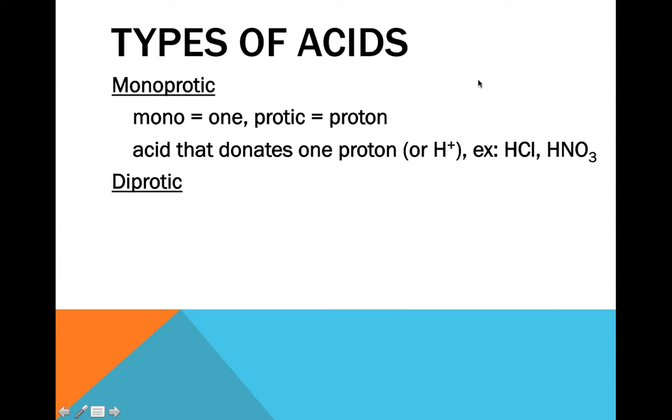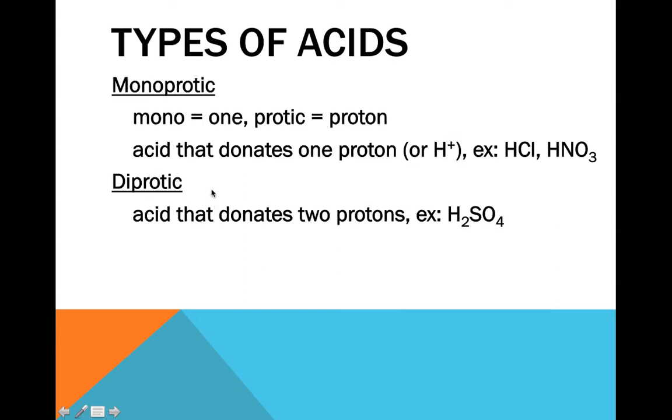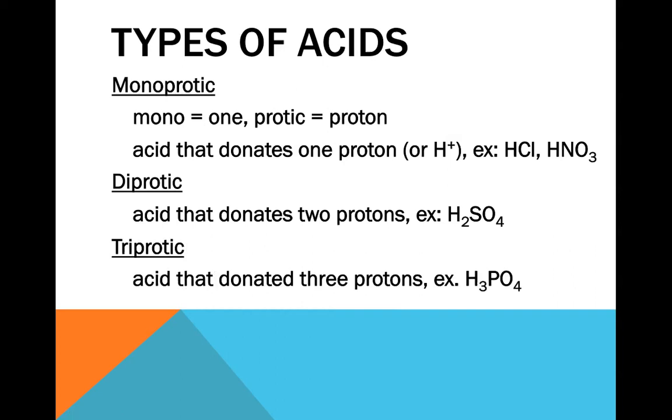Now let's say it's diprotic. Di means two and protic means proton, so it is an acid that donates two protons. For example, H2SO4 is able to give away two protons, or two H plus ions. If an acid is triprotic, then guess what? It's going to give away three protons. An example would be H3PO4, because it has three hydrogen ions to give away.